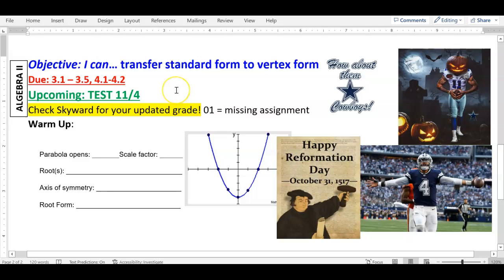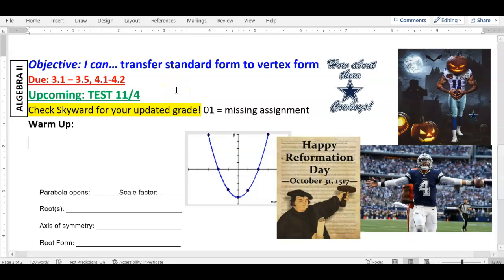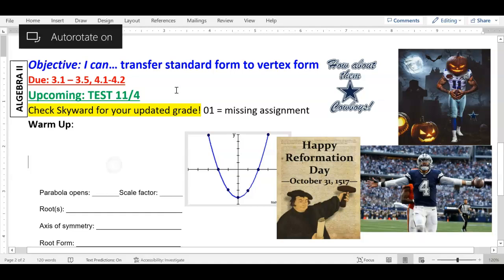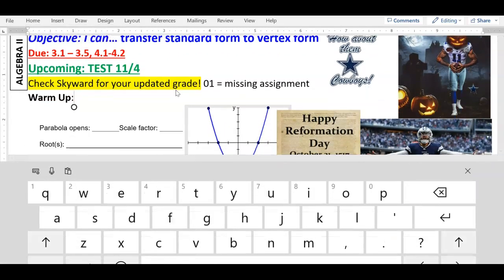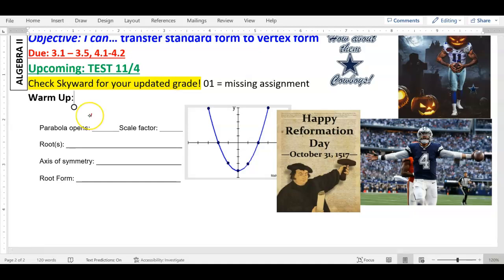We said for the warm-up here that the parabola opens up and it rises 1, runs 1, so the scale factor is 1. The roots are here and here, so it's -2 and +2, so (-2, 0) and (2, 0). The axis of symmetry is always x equals, and it goes right down the middle at 0.